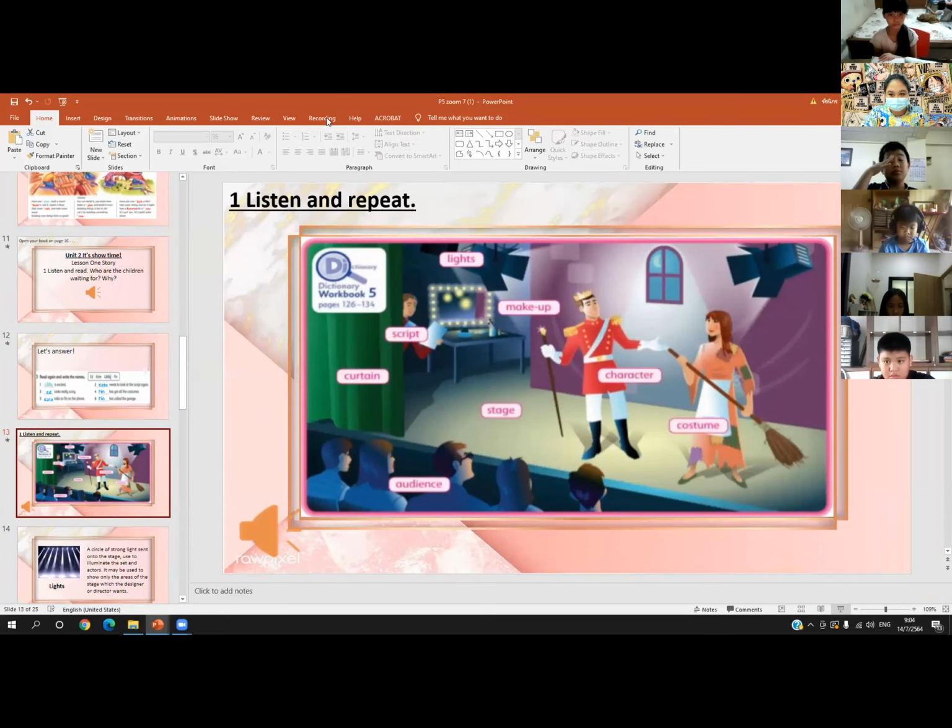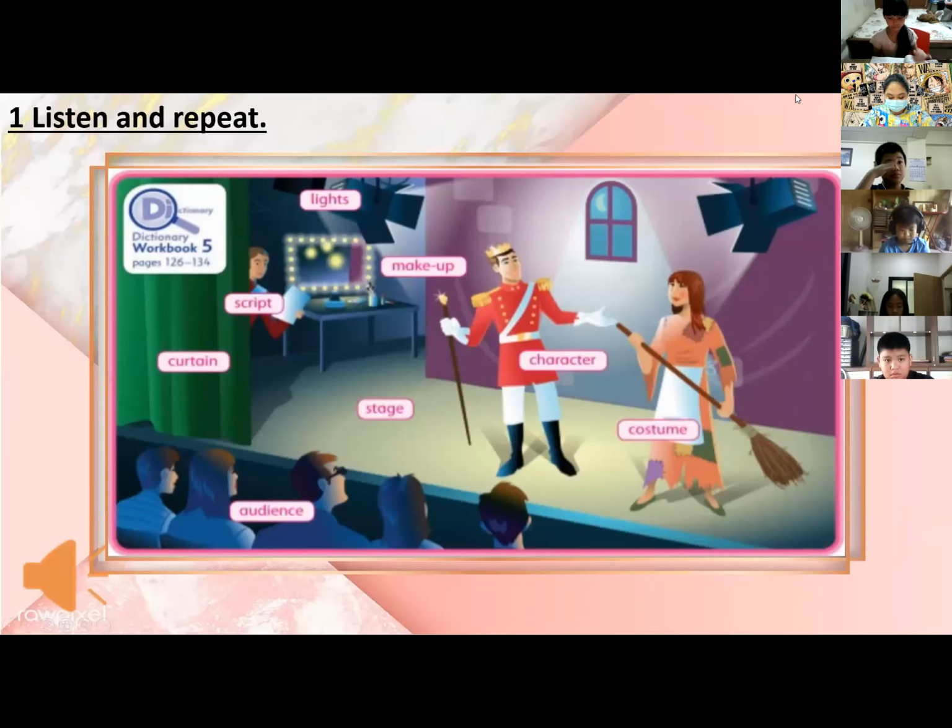Listen and repeat. Lights. Makeup. Script. Character. Curtain. Stage. Costume. Audience.